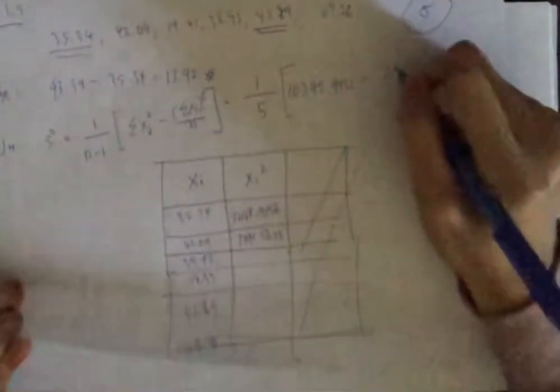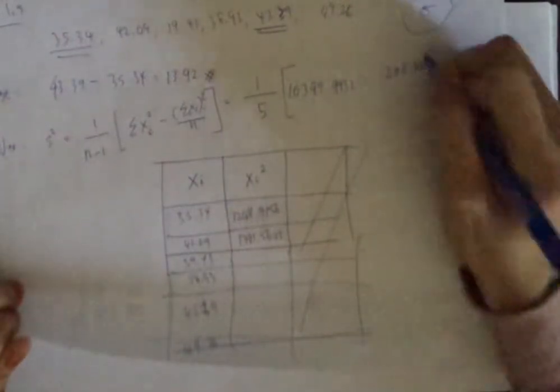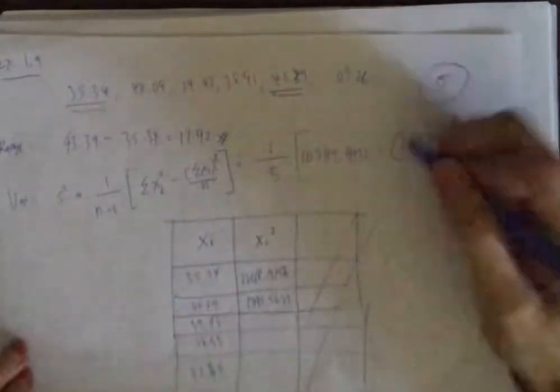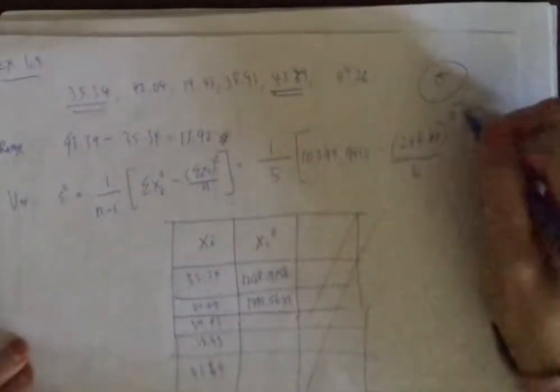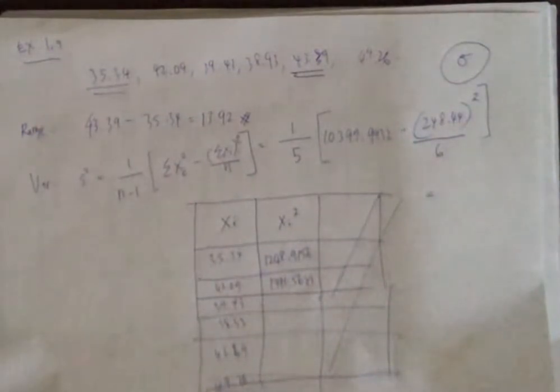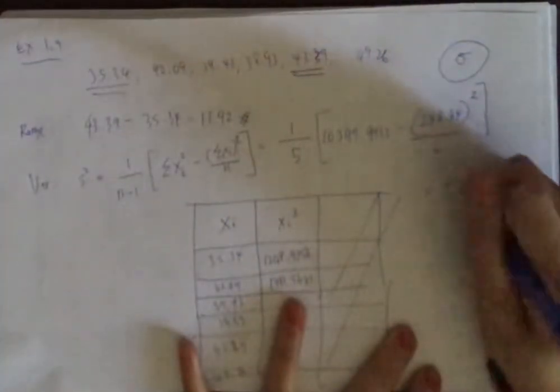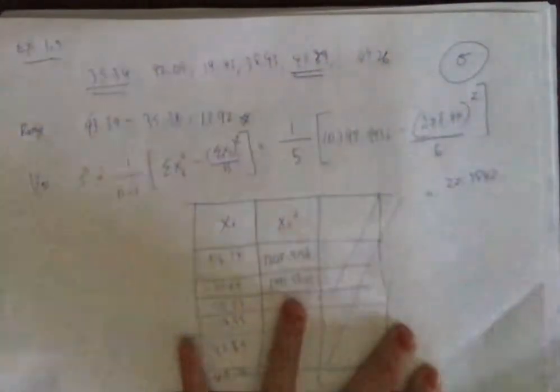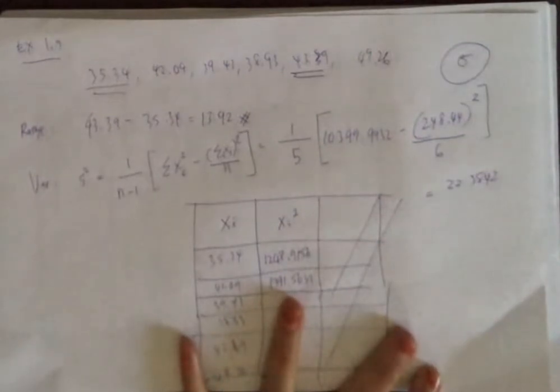So 248.44 power 2, and then divide by n. Then you calculate and solve it. Let me double check first. If you are referring to the textbook, the answer that you should get here is 22.5842. So this is how we calculate what we call the variance.